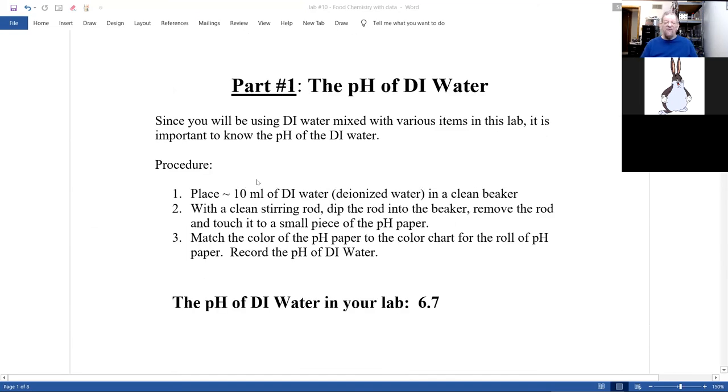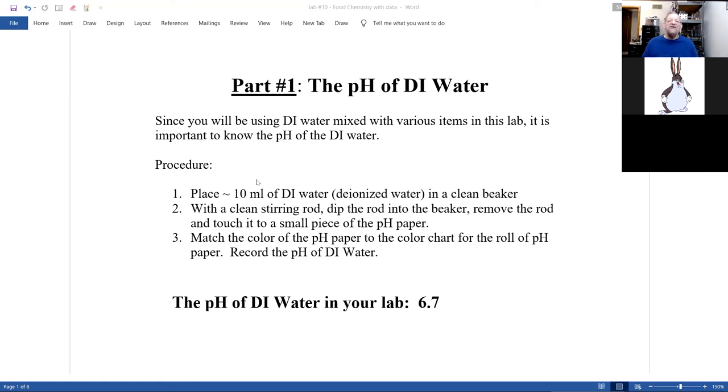Now, for this one, the first thing you're going to do if we are face-to-face at COD would be measure the pH of DI water. Now, deionized water is water that goes through special filters that remove ions like calcium and others, which are in the water that you have in your normal kitchen or bathroom, what we call city water in industry. Now, pH of pure water is 7.0. You're not going to find pure water.